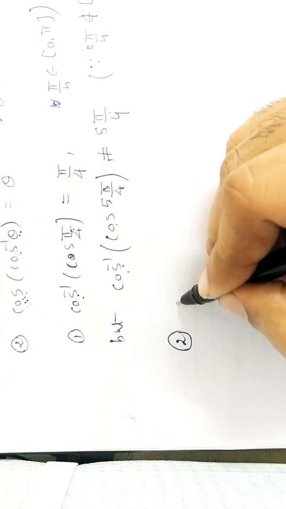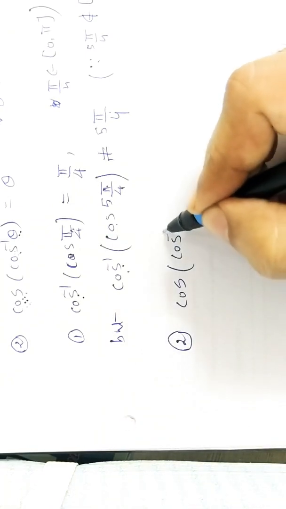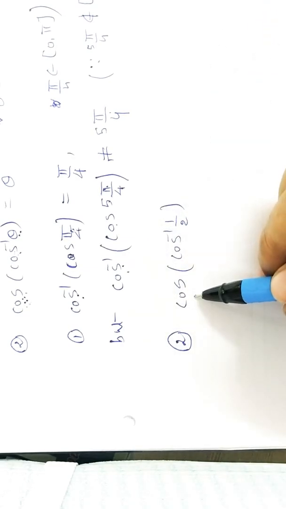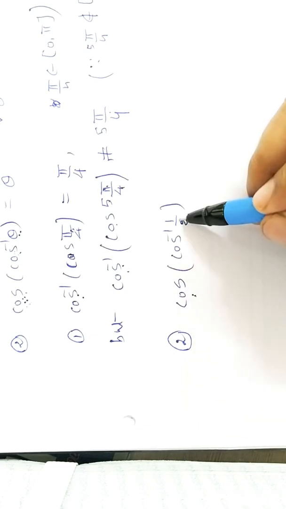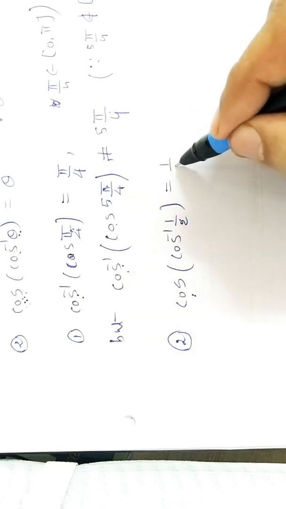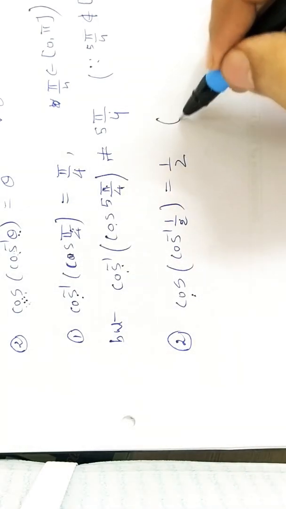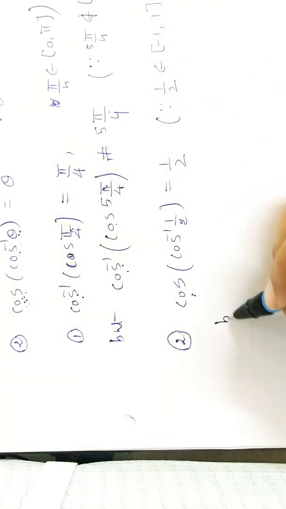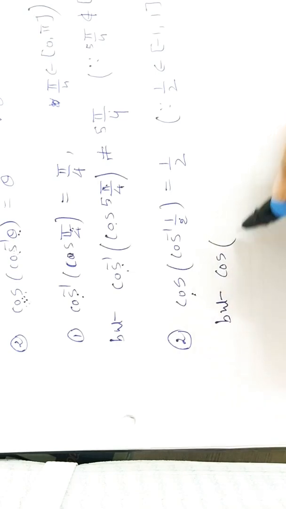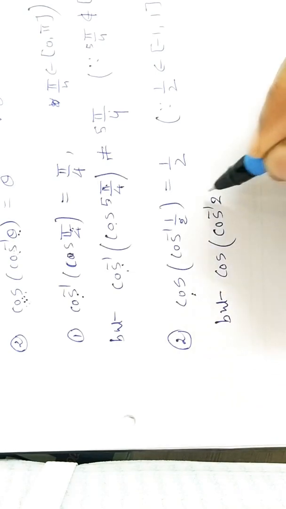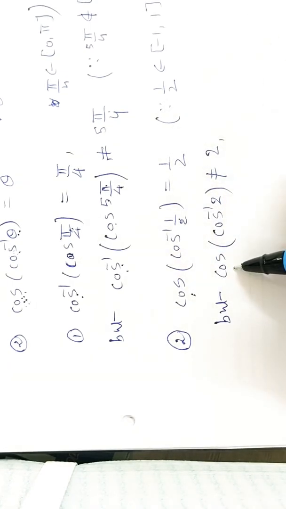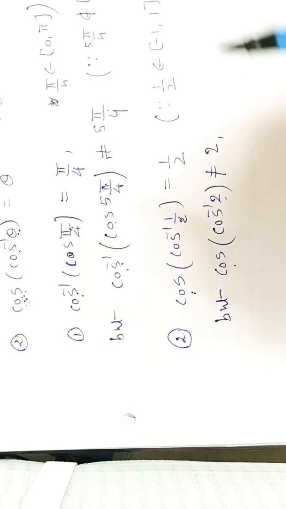Second illustration: cos cos inverse 1 by 2. This is the composition of cos and cos inverse. The outer function is the cos function. The range of the cos function is -1 to +1. You can see here 1 by 2 belongs to -1 to +1. So the composition is possible. But cos cos inverse 2 is not equal to 2. Why? Because the range of the cos function is -1 to +1 and 2 does not belong to -1 to +1.